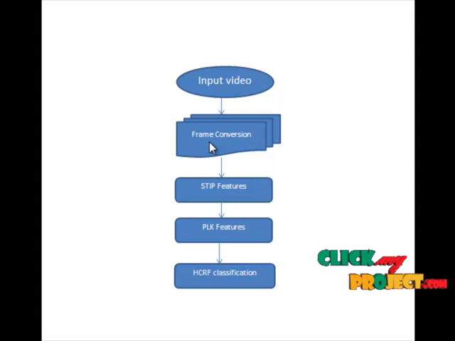A film frame or video frame is one of the many still images which compose the complete moving picture. The individual frames are separated by frame lines. Normally 24 frames are needed for 1 second of film. After frame conversion, it will go to the STIP features.